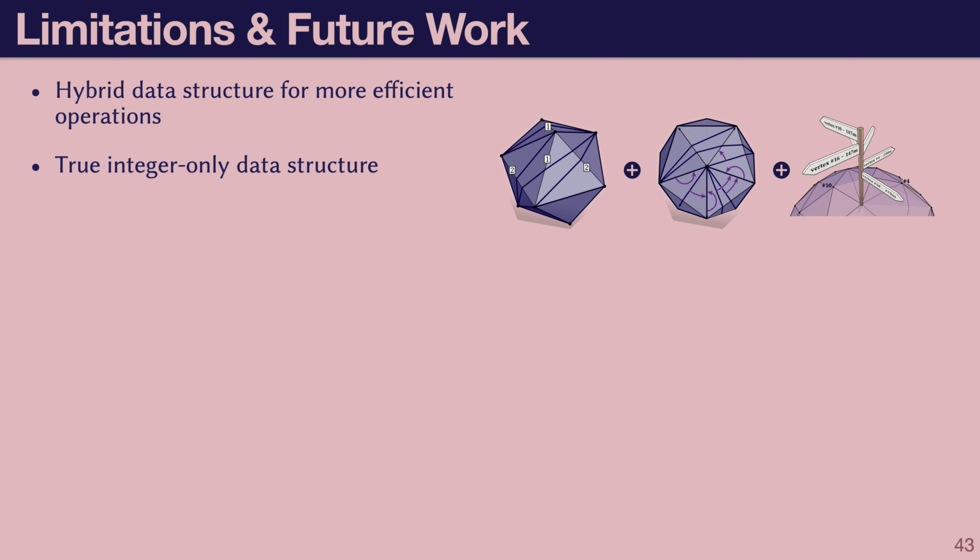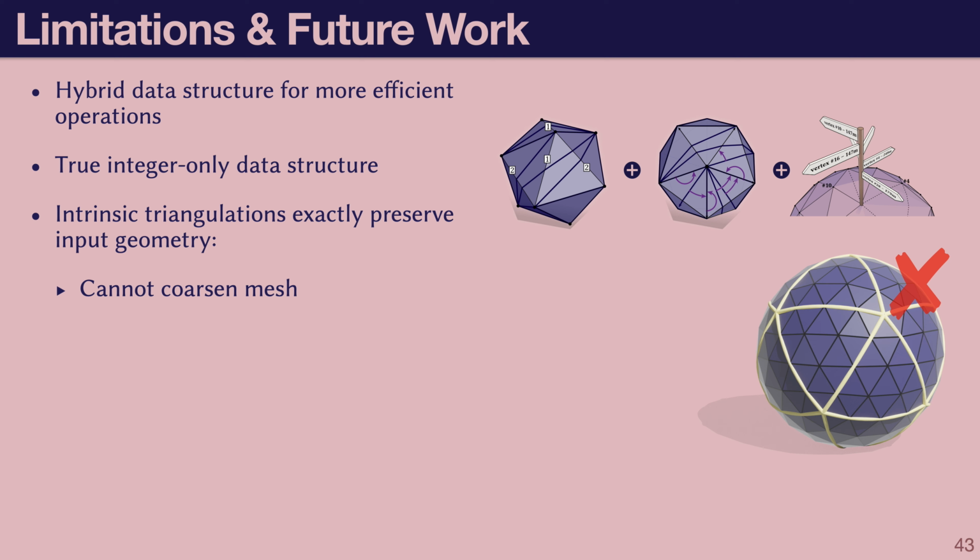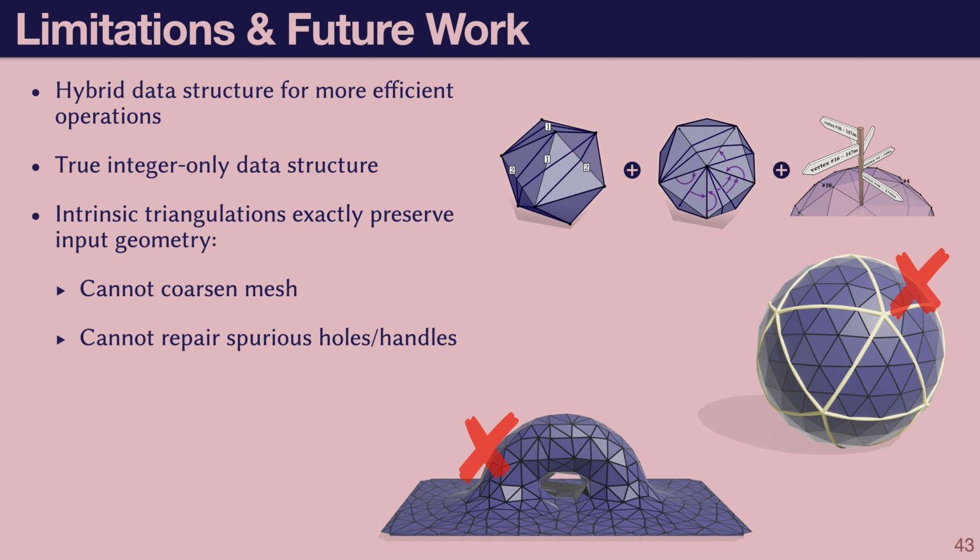Speaking more generally, we inherit the usual trade-offs of intrinsic triangulations. In particular, we exactly preserve the geometry of the input mesh, which means that we cannot coarsen the mesh, and we cannot repair spurious holes and handles. Overcoming these limitations would be tremendously useful, but would require some fundamental changes to the way we think about intrinsic geometry. And finally, although I've focused entirely on normal coordinates for curves today, the concept was originally developed to study surfaces embedded inside of tetrahedral meshes. It would be interesting to consider whether parts of this data structure generalize to higher dimensional meshes.